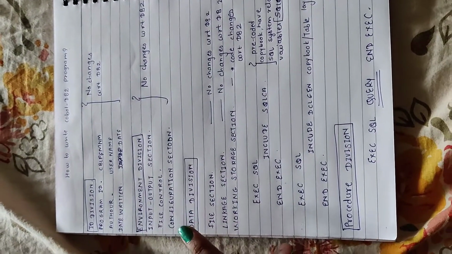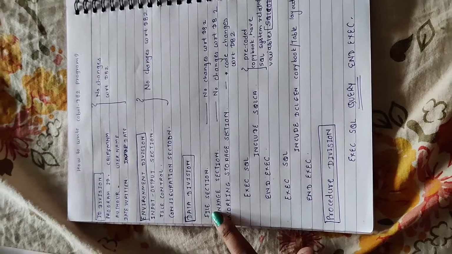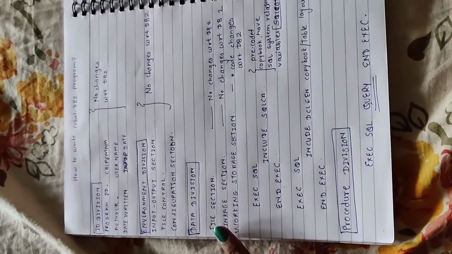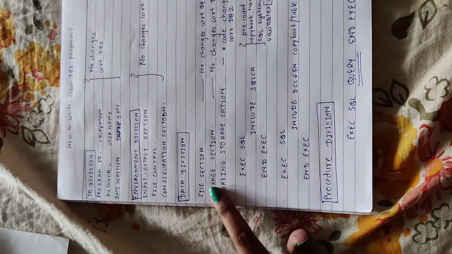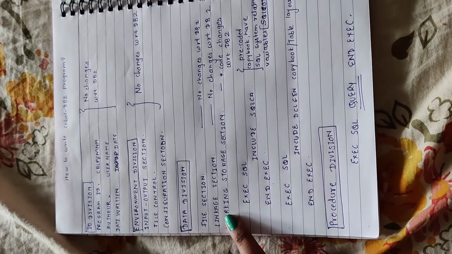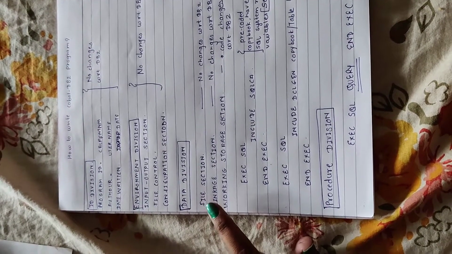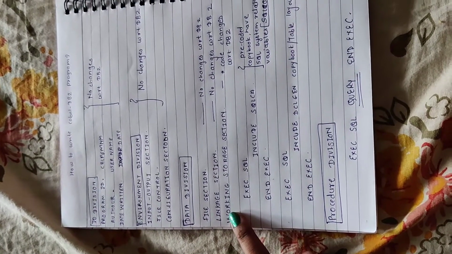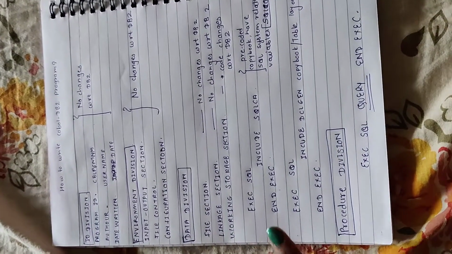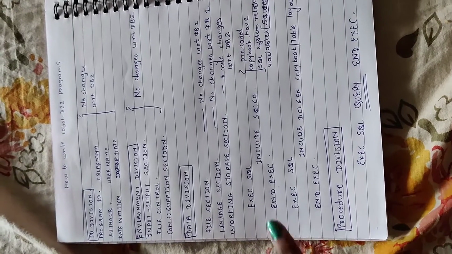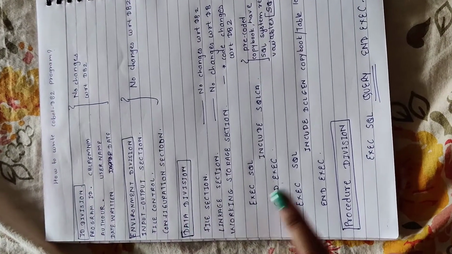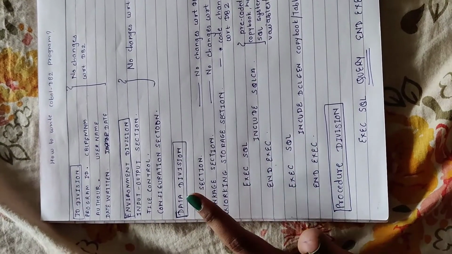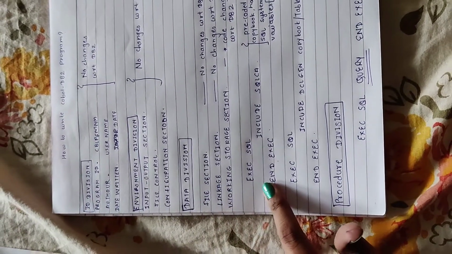Then there is the data division. Here in the data division, as we know, there is the file section, the linkage section, and the working storage section. In the file section and the linkage section, there are no changes. But in the working storage section, there are code changes with respect to DB2. So mainly all DB2 changes start in the data division, in the working storage section.